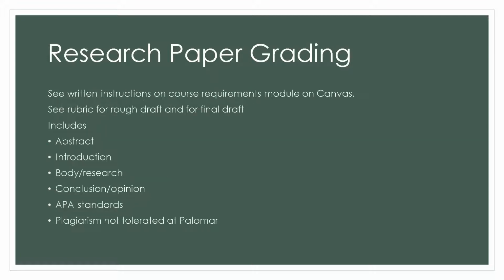So when I'm grading the research paper, both the rough draft and the final draft, please see the written instructions, which is in the course requirements module, the first module on Canvas. So this is 2 pages. If you read this while I'm talking about it right now, or you get a chance to before you get started, it's going to be really important for you to see how I grade it and what my rubric is, so that you know what you should include.